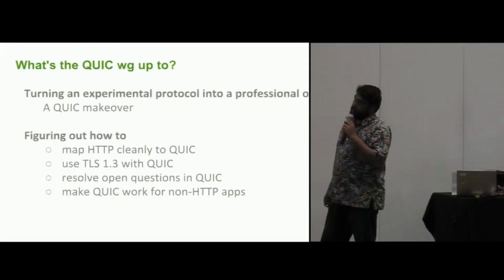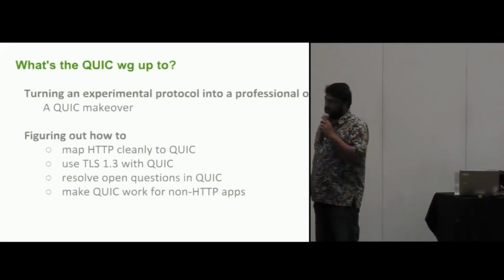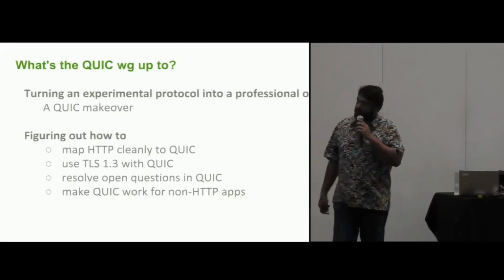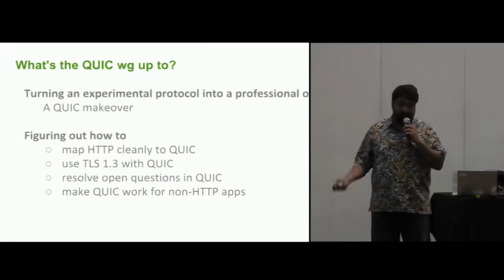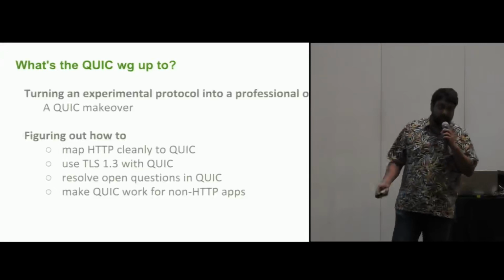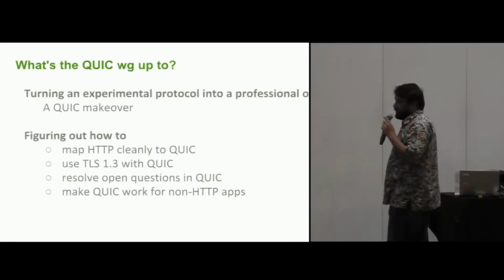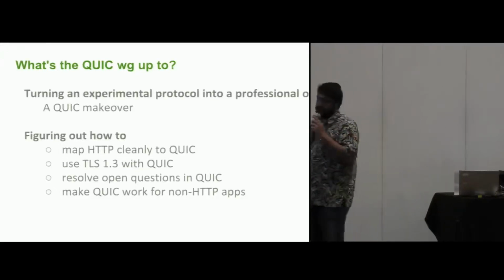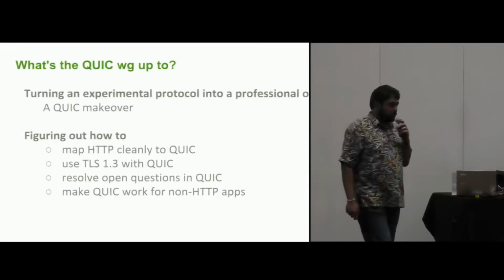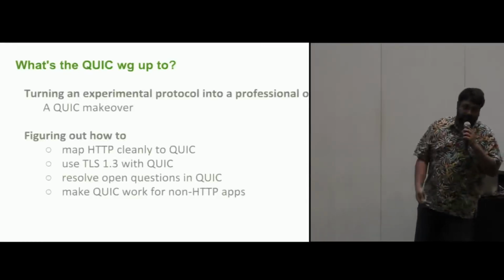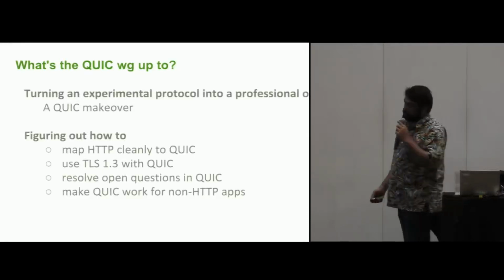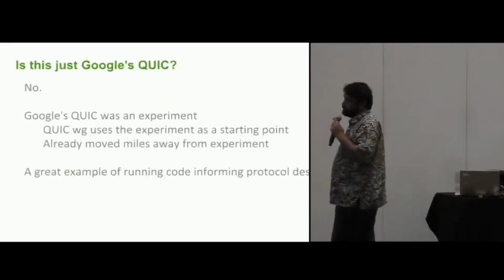So the working group is figuring out how to map HTTP cleanly to QUIC, how to use TLS 1.3 with QUIC, a number of open questions that are unresolved yet. Like I said, public reset proof. We still don't have resolution on that. And how to make QUIC work for non-HTTP applications. That's not work that we are doing immediately, but that's certainly something that we all have in the back of our minds as we make design decisions in the working group.